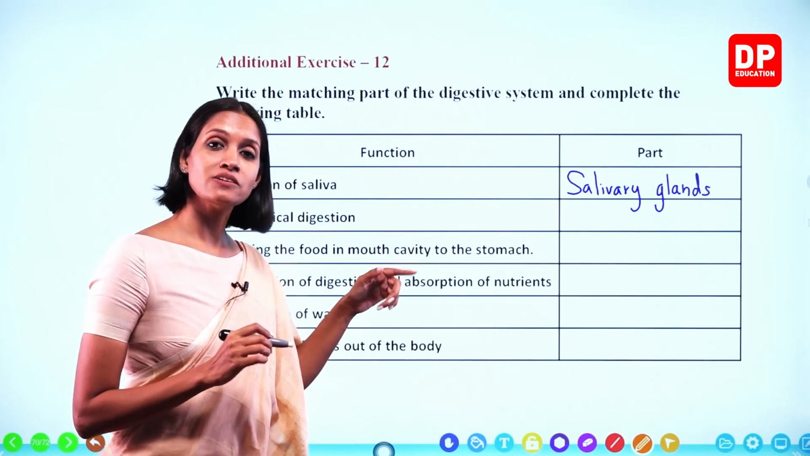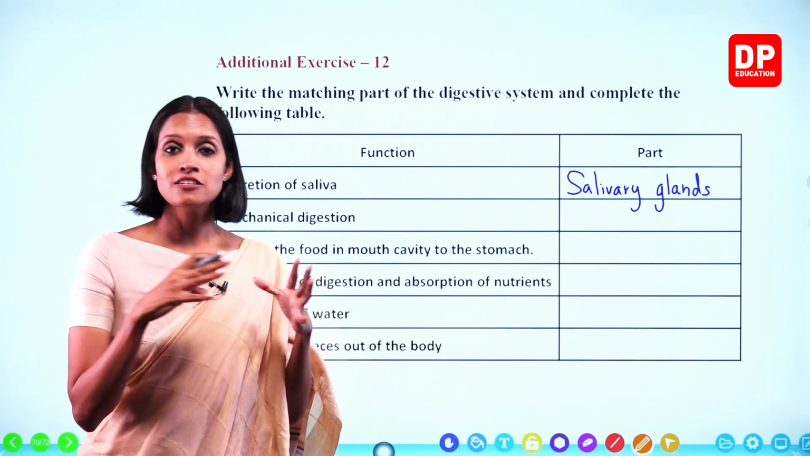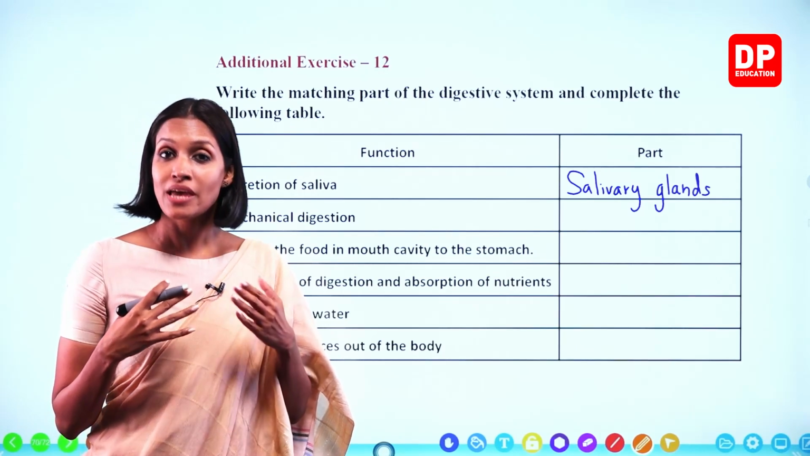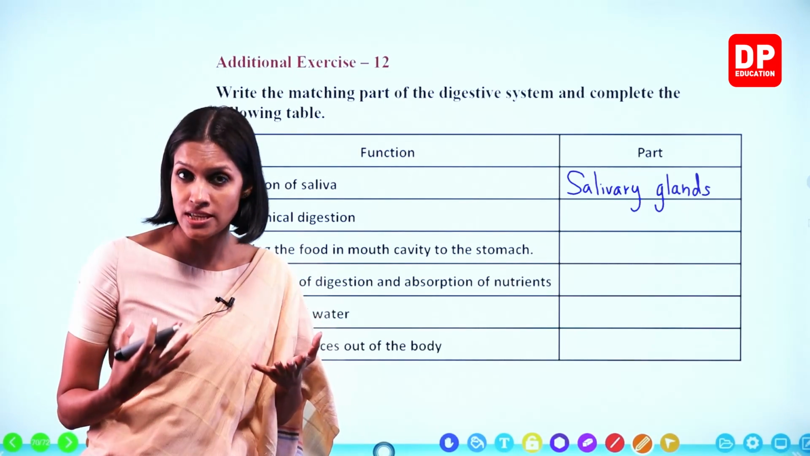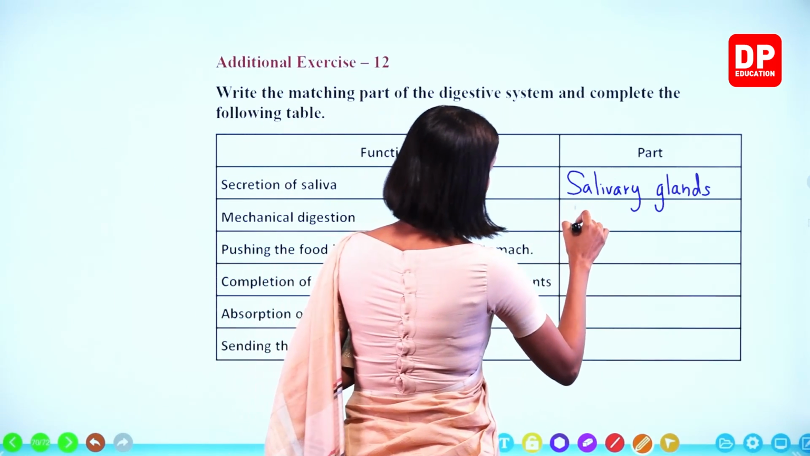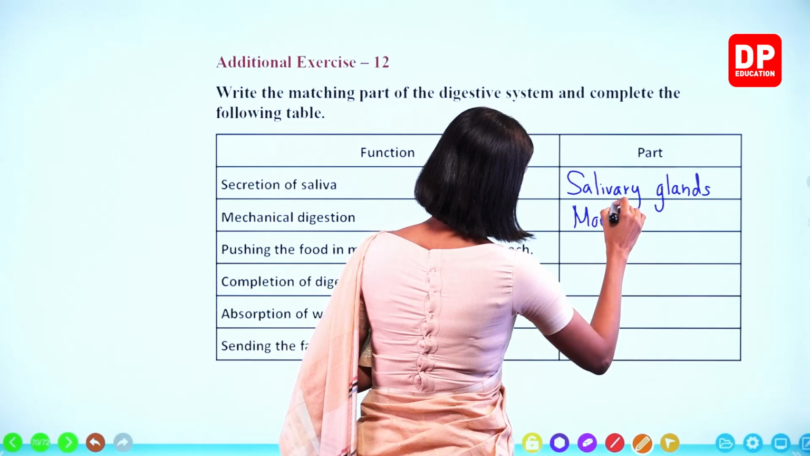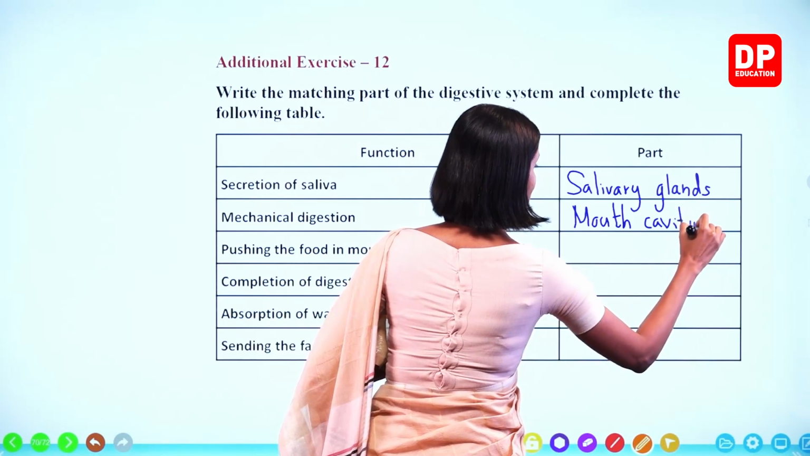Mechanical digestion. Now when it comes to digestion, breaking down of large food particles into small pieces is known as the mechanical digestion. It is done by the mouth cavity with the help of the teeth. Okay? So mechanical digestion is done by the mouth cavity. Mouth cavity.